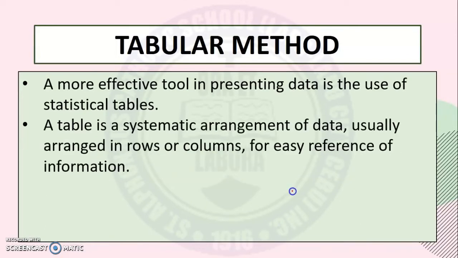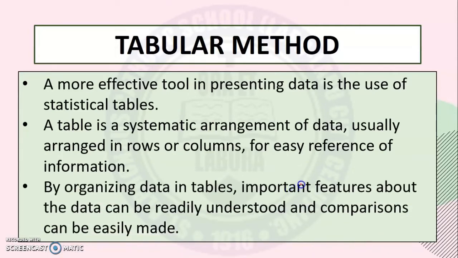A table is a systematic arrangement of data, usually arranged in rows or columns for easy reference of information. By organizing data in tables, important features about the data can be readily understood and comparisons can be easily made.